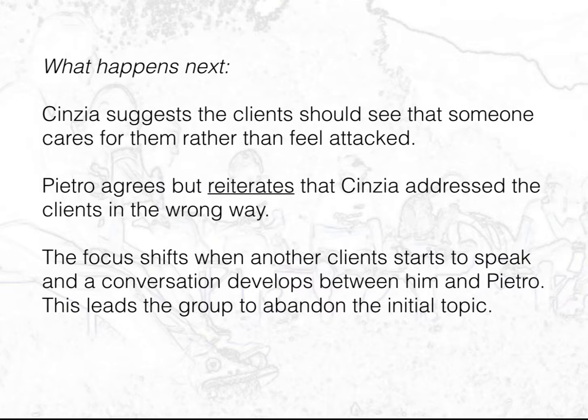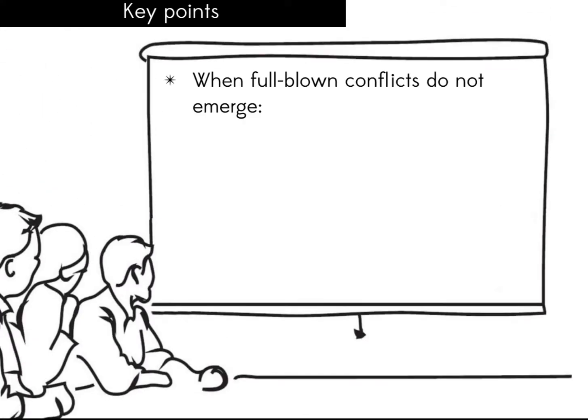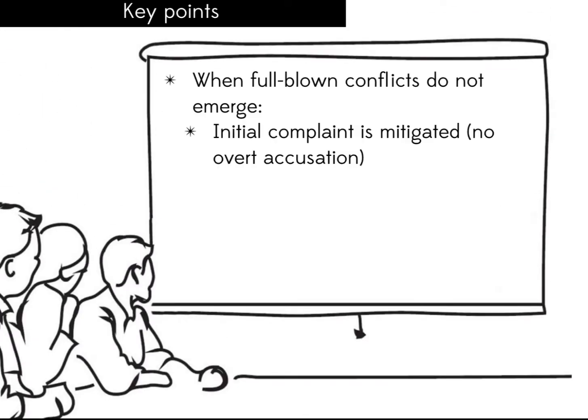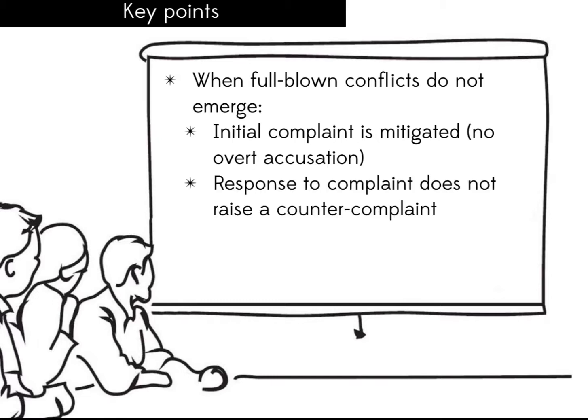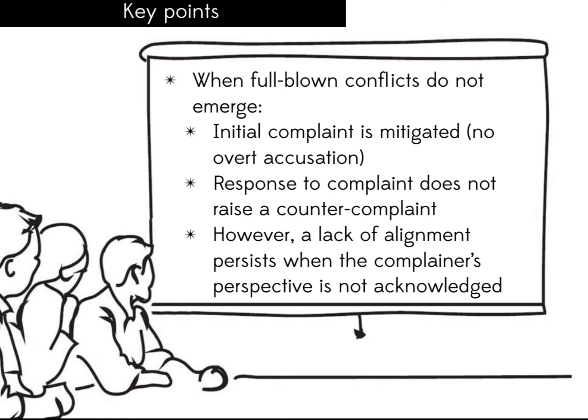But later the focus shifts because another client starts to speak, and they slightly change the topic of the conversation, and they don't go back to this. And it is a common way in which groups deal with these things. Sometimes they don't resolve them, they change the topic and they suspend them. So this is when conflicts do not emerge. The initial complaint in itself is mitigated as no accusation, and the response does not raise a counter-complaint. However, there is still a lack of alignment that persists when the client's perspective is not acknowledged.